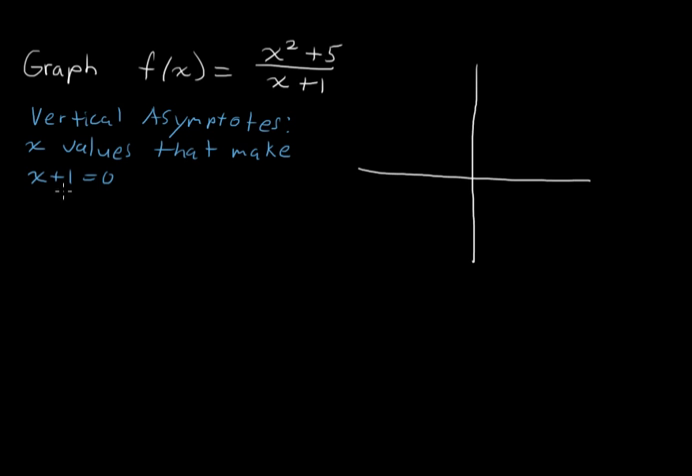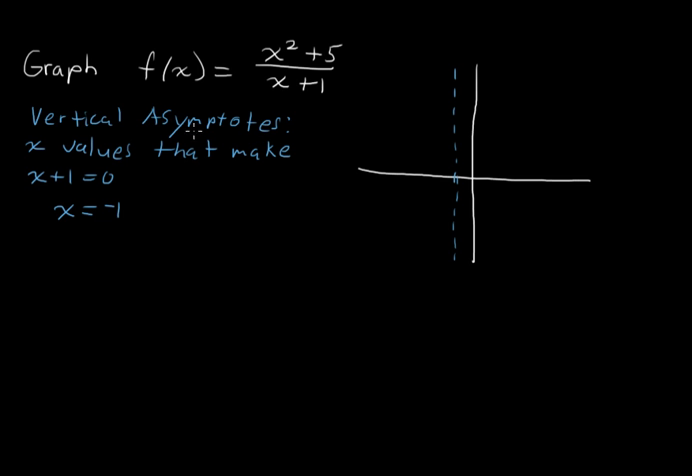So in this case, the denominator is x plus 1. So that value of x that makes this denominator equal to 0 is negative 1. So we're going to have a vertical asymptote at this value x equals negative 1. Now this dashed blue line is not part of the graph. It's just an imaginary line that I'm putting as a guide there.